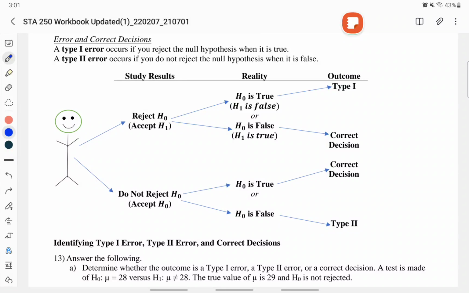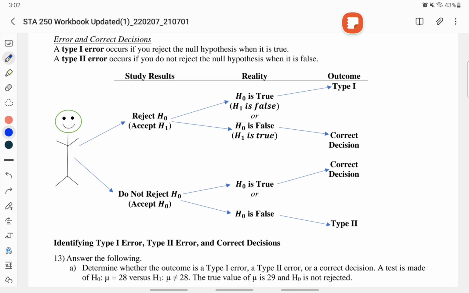Okay, and this is going to be the last section for chapter 8, and it's called Errors and Correct Decisions. When you are doing research, you have three possibilities: making a type 1 error, making a type 2 error, or making a correct decision. What is a type 1 error? A type 1 error occurs if you reject the null hypothesis, but in reality, the null is true. Basically, you are rejecting the truth.